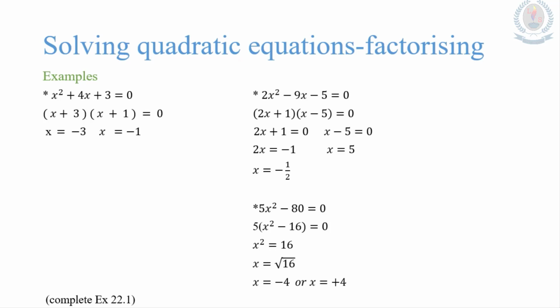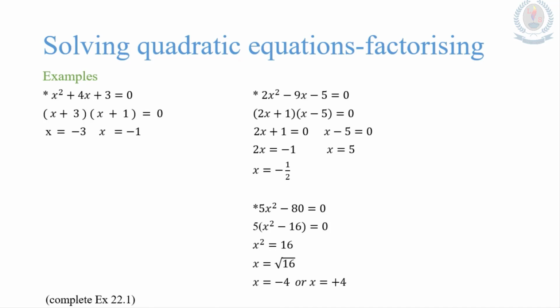Now check the last one. 5x squared minus 80 equals 0. Here also by factorizing you can solve this quadratic equation. How can we solve? Here first of all, unlike the previous two examples, you can't do this one directly. Here you have to find the common factor first. Common factor can be taken out. Here both numbers can be divided by 5. So 5 you can take as the common factor. 5 bracket x squared minus 80 divided by 5, 16 coming inside.